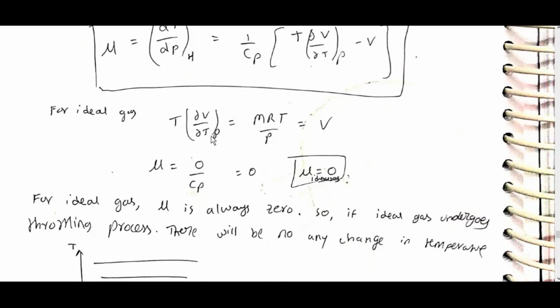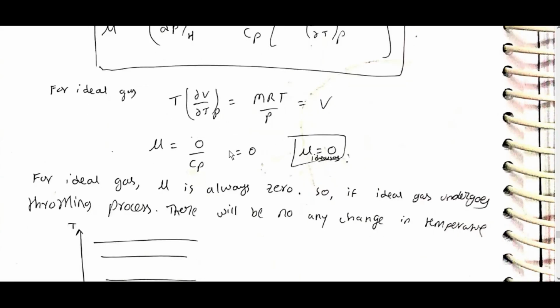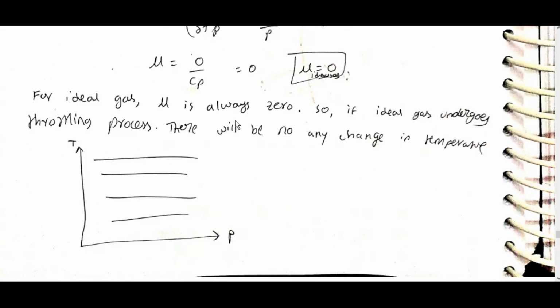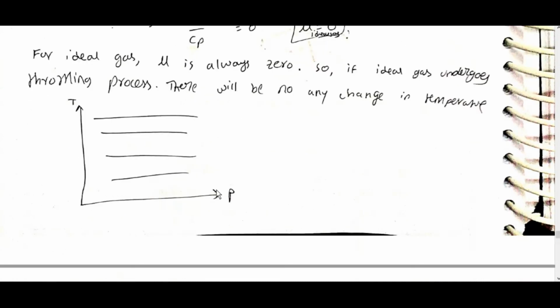For ideal gas, T dou V by dou T at constant pressure is equal to mRT by P, which is equal to V. Mu is equal to 0 by Cp, which is equal to 0. Mu for ideal gas is always 0. So if an ideal gas undergoes a throttling process, there will be no change in temperature. T-P straight lines.